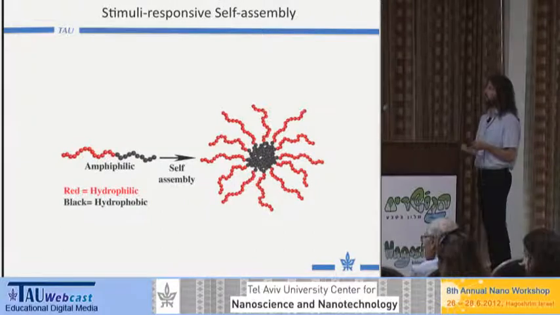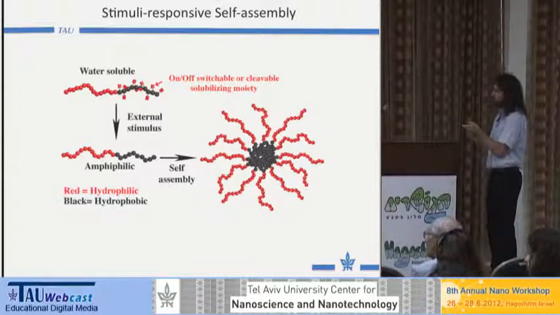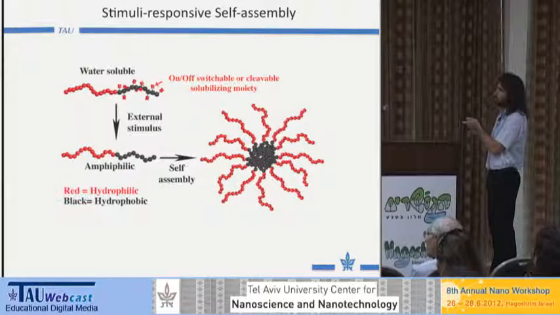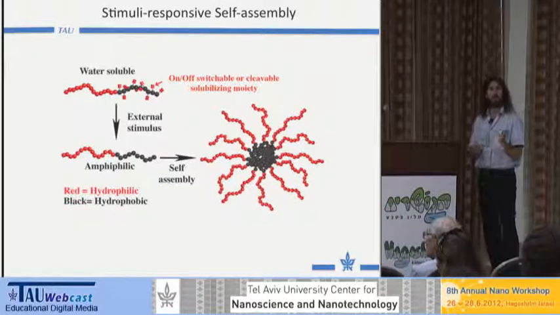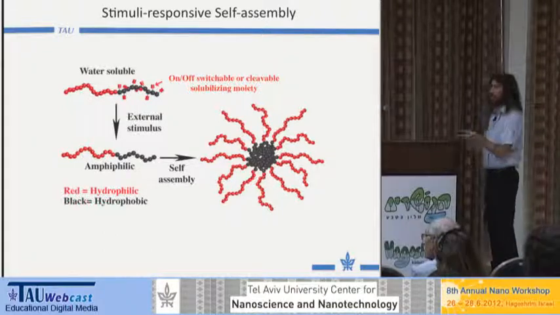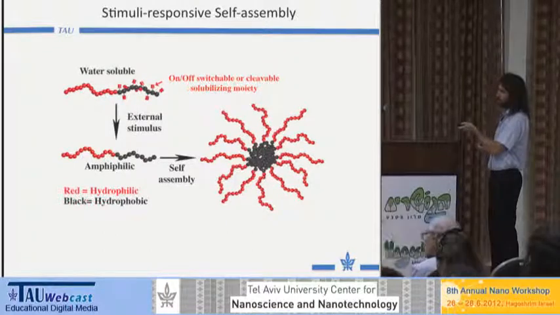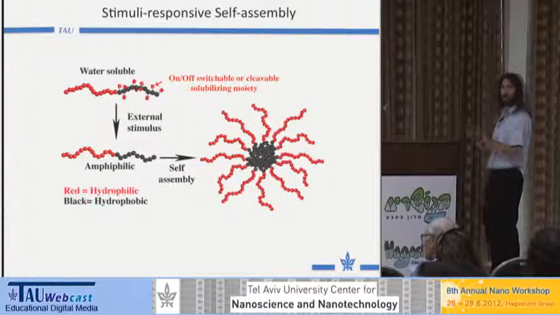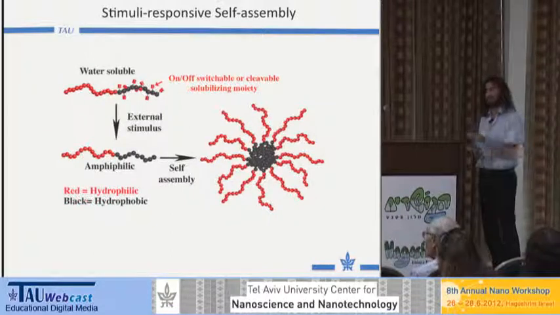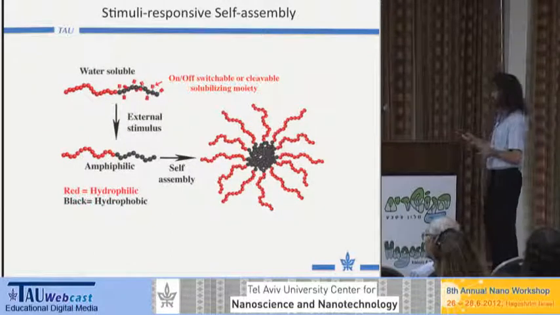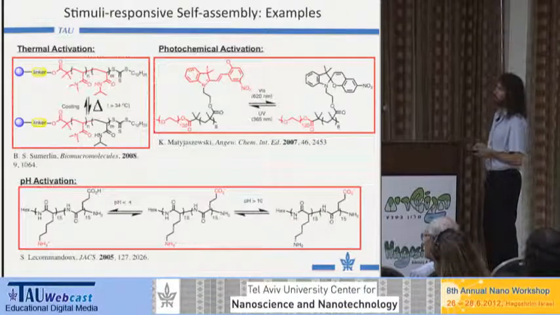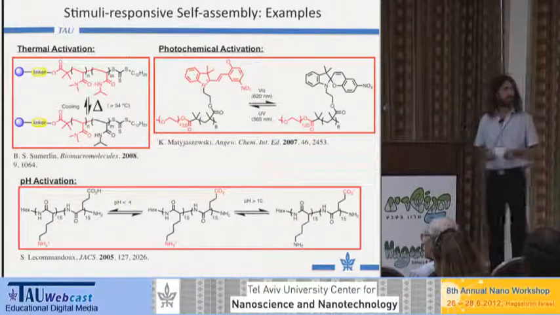The way to do it is to decorate the hydrophobic part with moieties that would make it water-soluble. Then these moieties can either be switched from an on to an off state or be cleaved off to generate the hydrophobic part, generating the amphiphilic nature of the block copolymer, and this can then self-assemble in water to give the micelles.